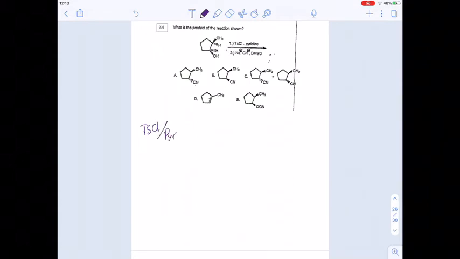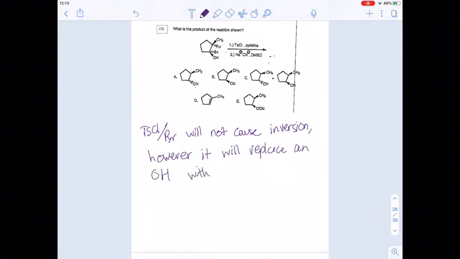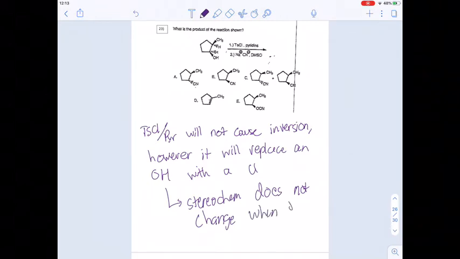So really quickly, let's go through number 23. So the first step is that they're going to treat our reagent with tosyl chloride and pyridine. So tosyl chloride and pyridine will not cause inversion. However, it will replace an OH with a Cl. Make sure you just remember that stereochem does not change when the OH is replaced with the Cl.